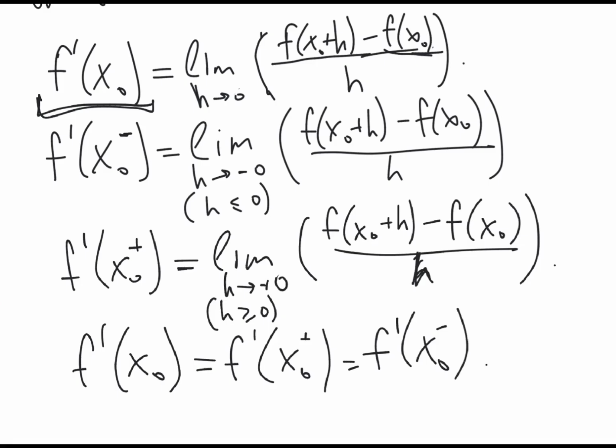So if the limit exists when h tends to 0, from any side, when h can be any number, then both of these limits exist when h tends to plus 0 and to minus 0.